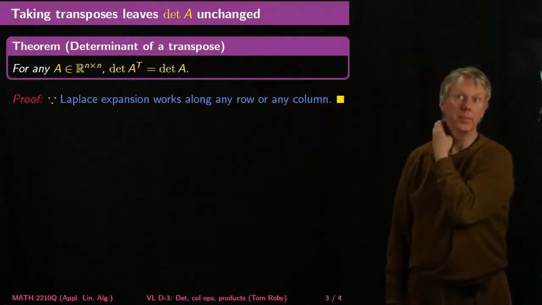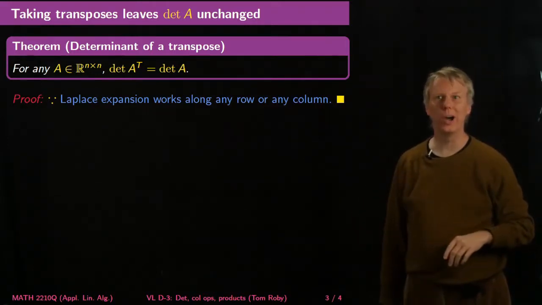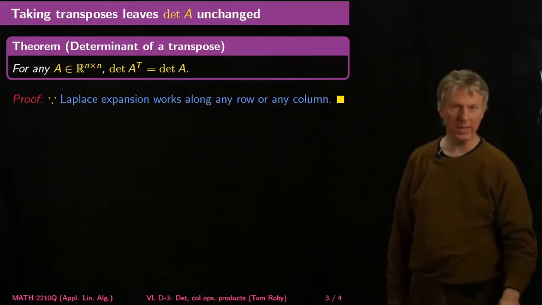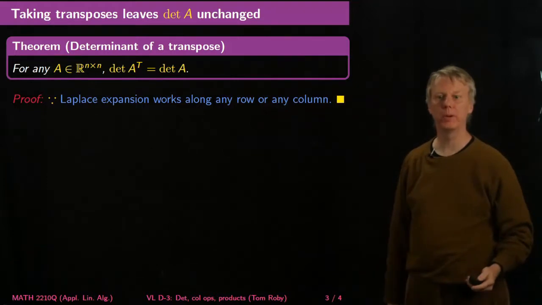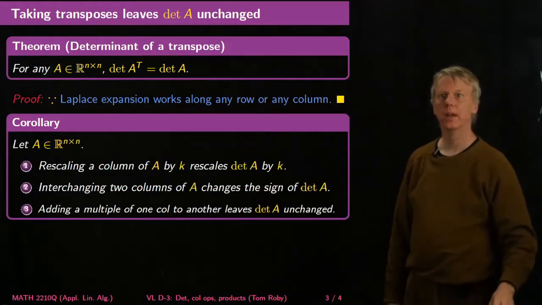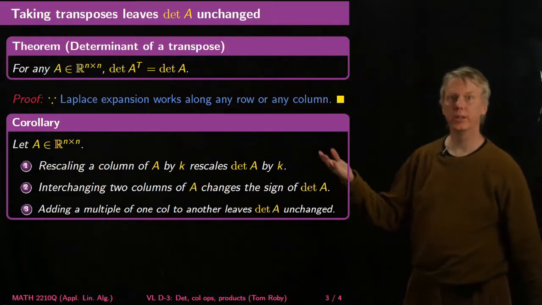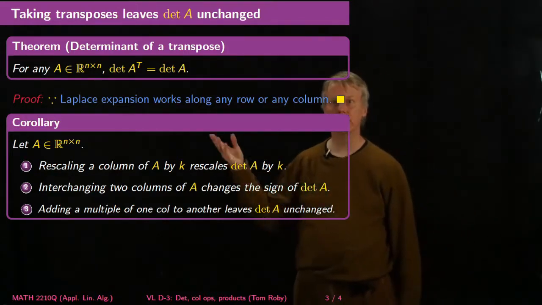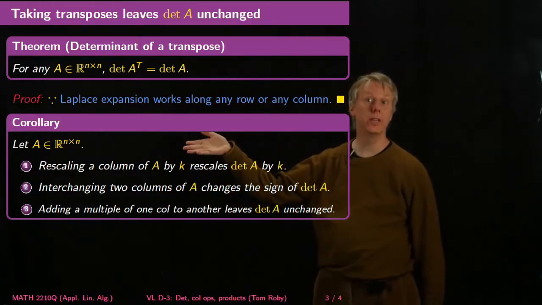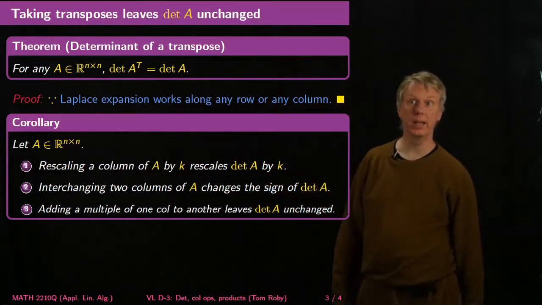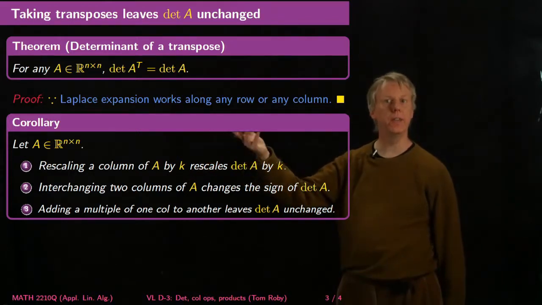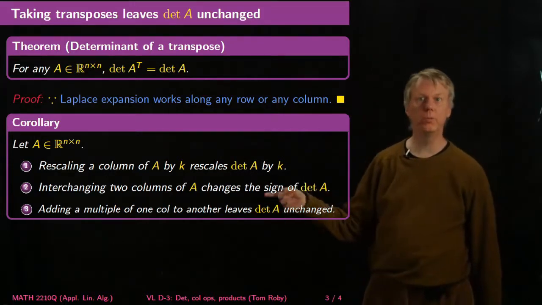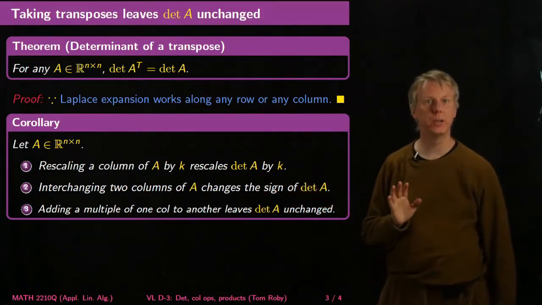Of course, neither the book nor I have actually given you a careful proof that the Laplace expansion always works along any row or column. But taking that for granted, this property is easy to see. And so then we get a corollary, which is really the same thing that we did in a previous video lecture for row operations, namely that if you take a column of A and rescale it by k, that rescales the determinant by k. If you interchange two columns of A, that changes the sign of the determinant. And if you add a multiple of one column to another, then you don't change the determinant at all.